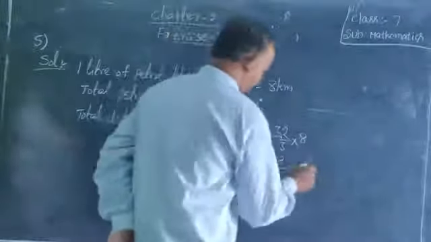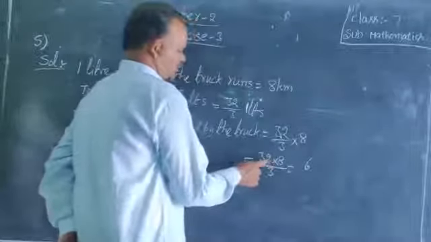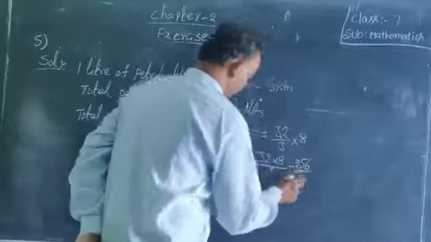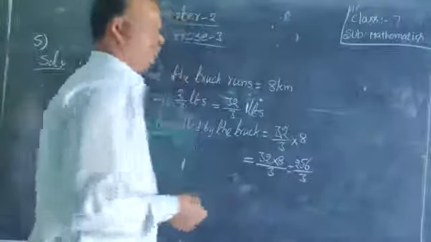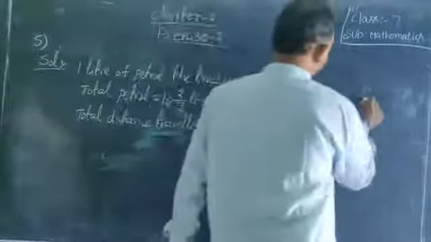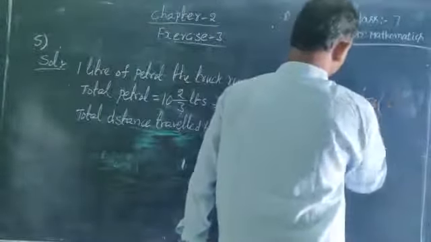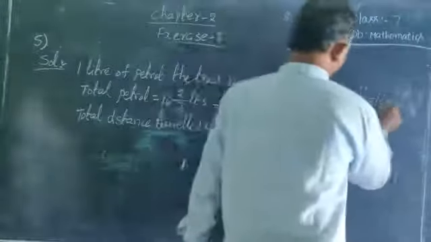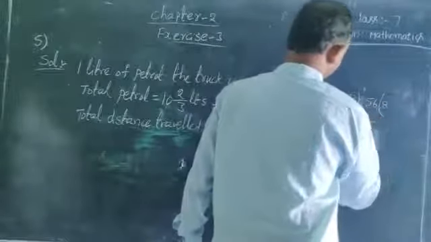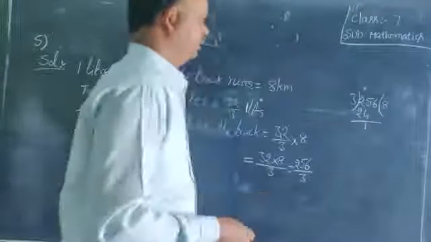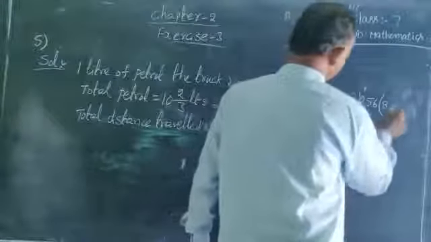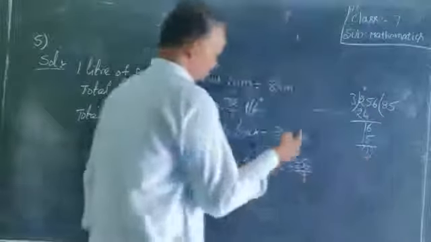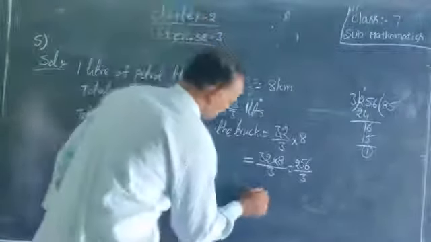8 2s are 16. 8 3s are 24 plus 1, 25. 256 by 3. We are changing to the mixed fraction. Here the value is 256 divided by 3. 3 8s are 24, 25 minus 24, 1. Next value is 6, 16, 3 5s are 15. 1 is the remainder. So the value is 85 1 by 3.